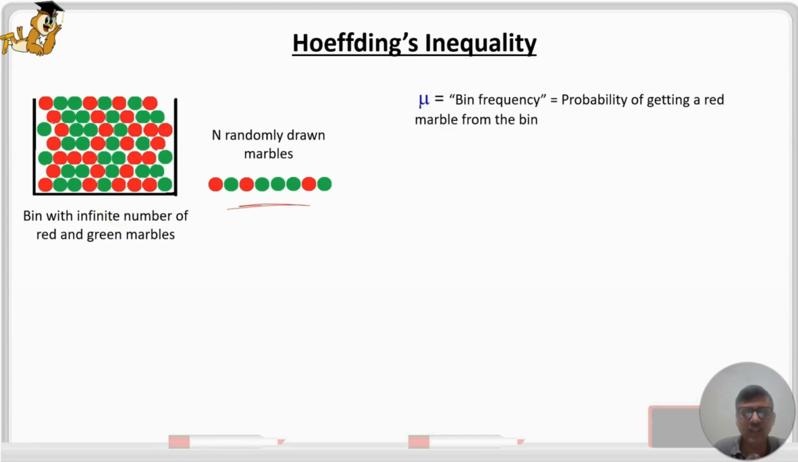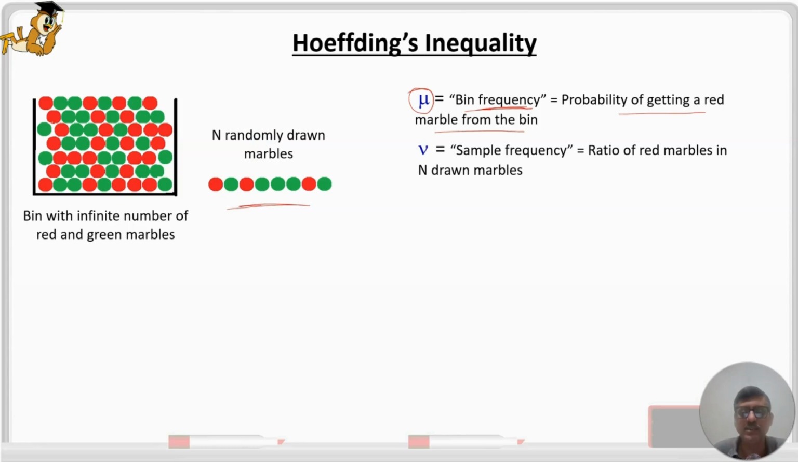I'm going to define certain quantities. We define mu as the bin frequency. It's called the bin frequency, and it is simply the probability of getting a red marble from the bin. So if you picked a random marble from this bin, mu is the probability of that random marble being a red colored marble.